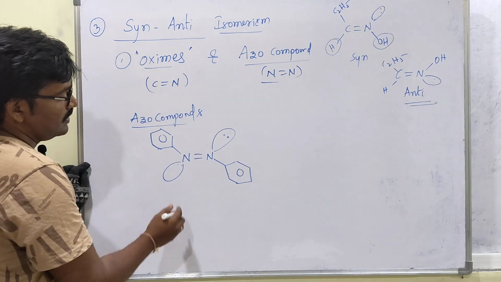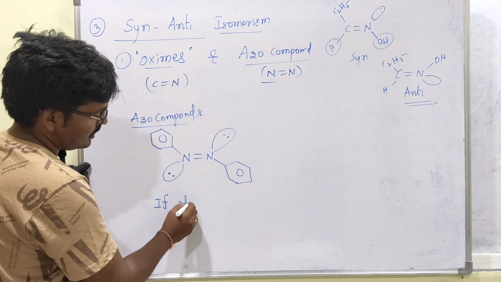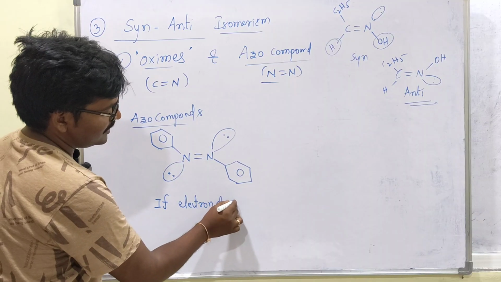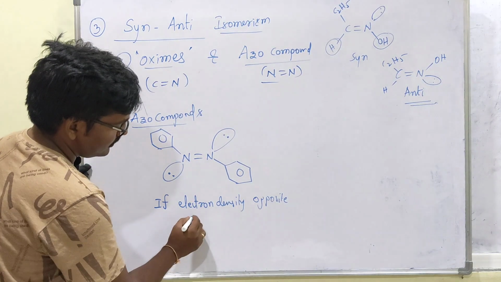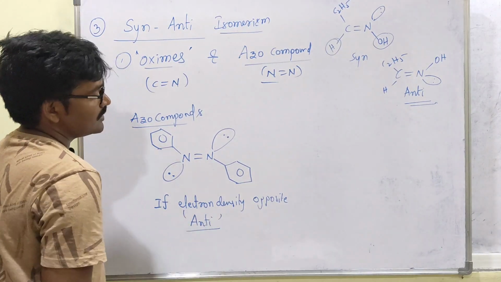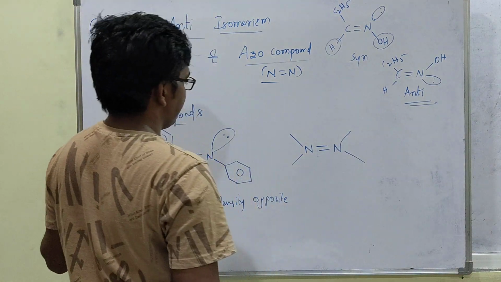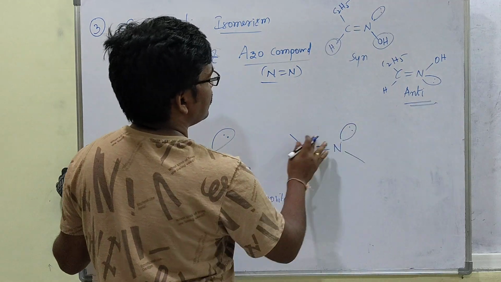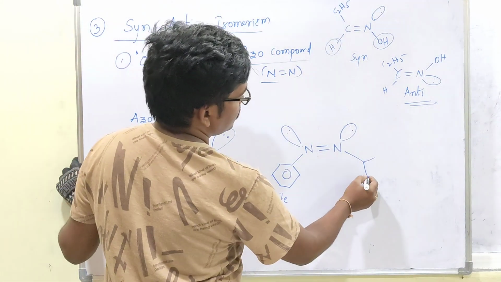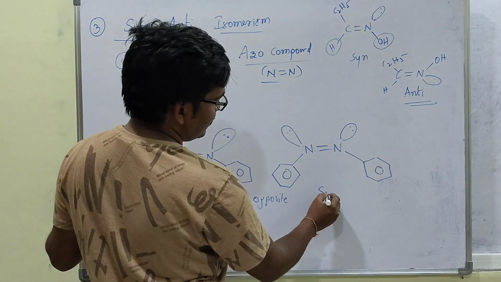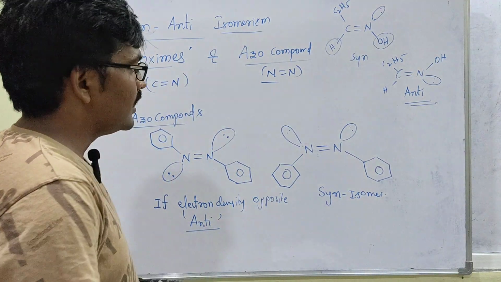Phenyl group is there. Then, based on the electron density, if the electron density is on the opposite side, then we call it anti. Sir, N double bond N. So look, sir, here a lone pair of electrons, even here a lone pair of electrons will be there. The phenyl group is attached there, even here also a phenyl group is attached. Then we call it the syn isomer. So it can exhibit syn and anti isomers.